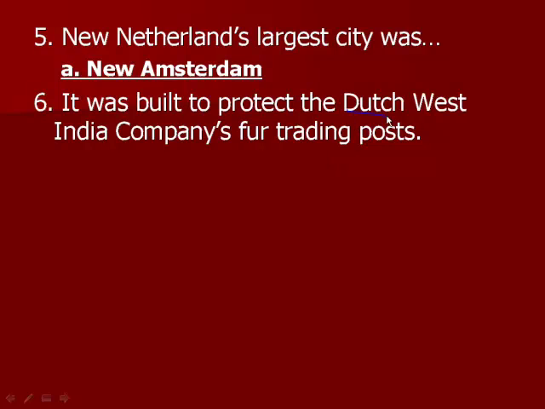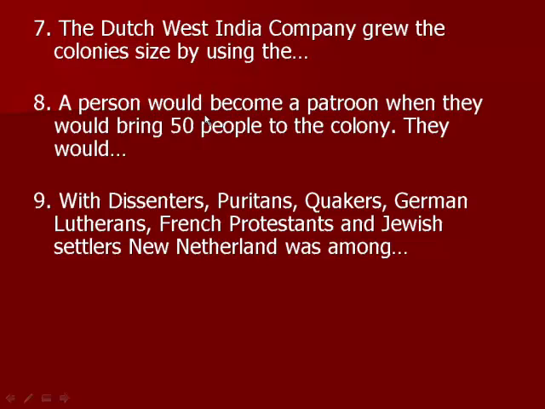So the Dutch West India Company is kind of like a joint stock company that is setting up colonies in New Netherland. They are from the Netherlands. They are Dutch. And to protect these fur trading posts, they're building cities like New Amsterdam. The Dutch West India Company wants to grow the size of the colony, and they want to do this because, like we've talked about, the more people you have in your colony, the more money you can make, the more farms you can harvest, the more crops you can sell, all of this kind of stuff.